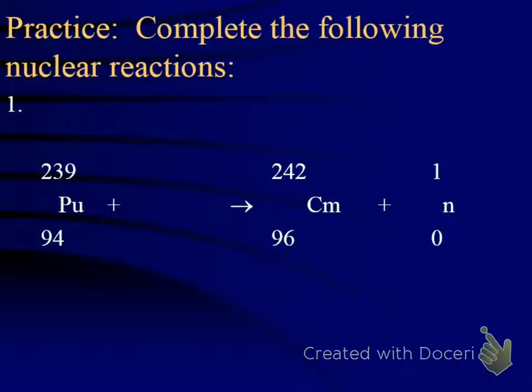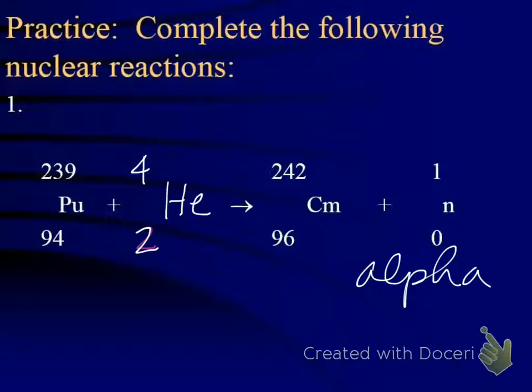So what do we need to fill in the blank here? You don't have this one? No. Okay, well then let's just do it together verbally. So I have 96 over here and I have 94. You need a helium. I need a helium. So that completes it. And what kind of decay would this be? Alpha. Okay. Let's do another one.